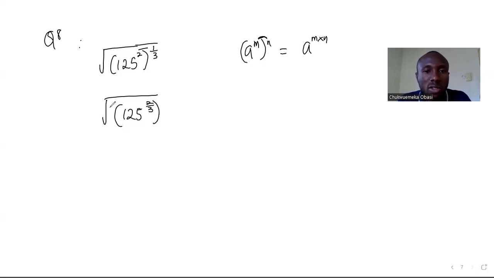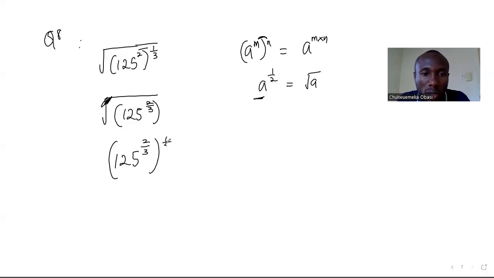Right. Then, you know, when you have a to the 1/2, it is same as the square root of a. So this square root, I'm going to remove this square root from here. I put it in index form like this. So I have 125 to the power 2/3. Now all to the power. This guy is going to turn out to be 1/2, just like we see here.